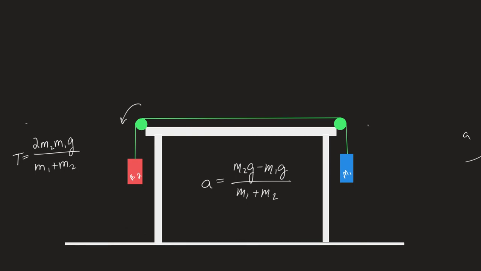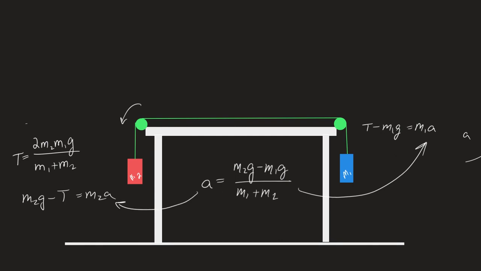Because you had either T minus M1G equals M1A on this side. You could have used that, subbed A in here. Or you had M2G minus T equals M2A. You could have subbed the A in here. Pick one. If you didn't know to do that, that's a disappointment. And you can understand why I would be disappointed. But we can pass that.